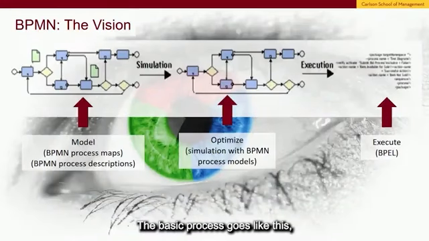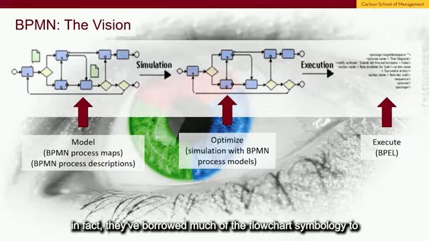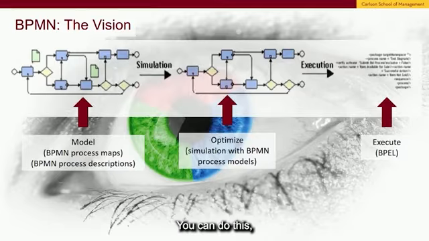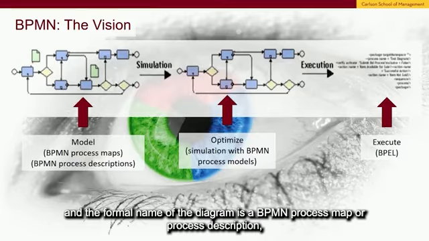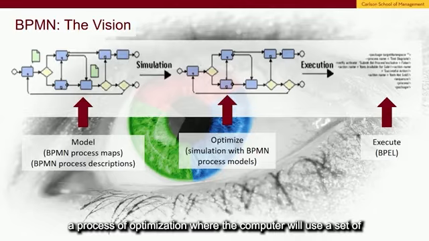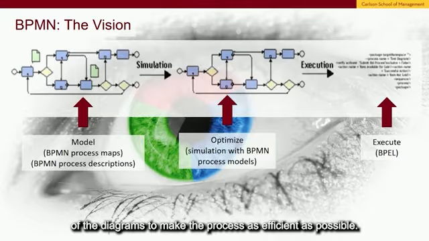The basic process goes like this. You would build a model, and the models look not unlike flowcharts. In fact, they've borrowed much of the flowchart symbology to make it easy for people who are used to creating flowcharts and swim lane diagrams. The formal name of the diagram is a BPMN process map or process description. Then you can run the diagram itself through a process of optimization, where the computer will use a set of algorithms to essentially rearrange components and parts of the diagrams to make the process as efficient as possible.